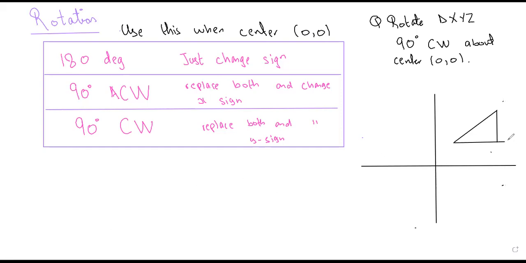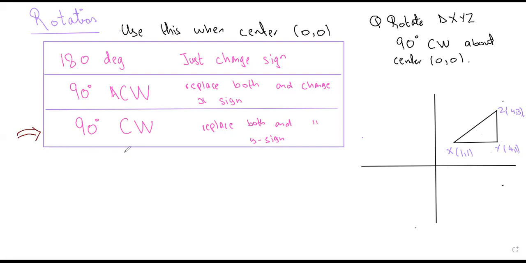Please pay attention, it's very important. Rotation is very, very important. So it is x, y, and z. The coordinates of x are 1, 1. The coordinates of y are 4, 1. And the coordinates of z are 4, 3. Now what do we know? This is a triangle and it is rotated clockwise by the angle 90 degrees. So we are going to focus on this row.